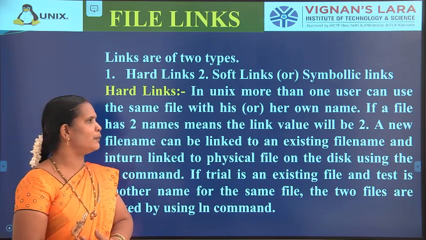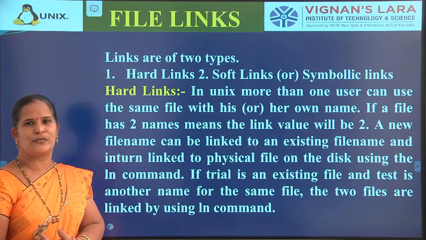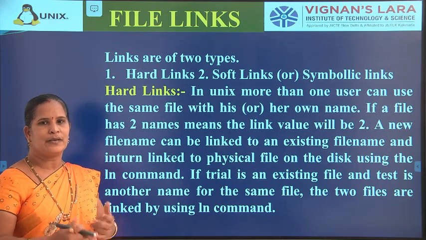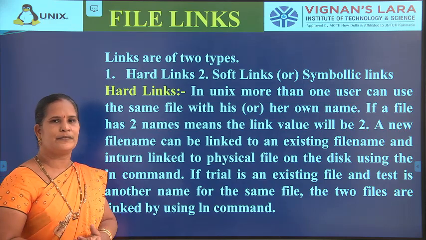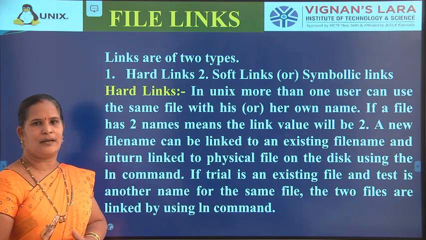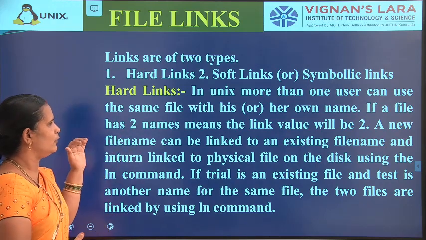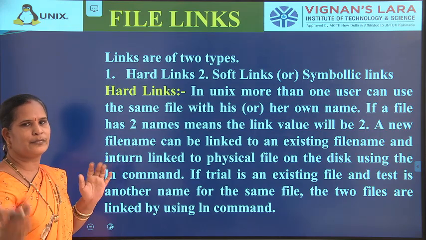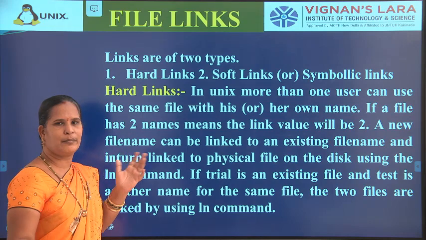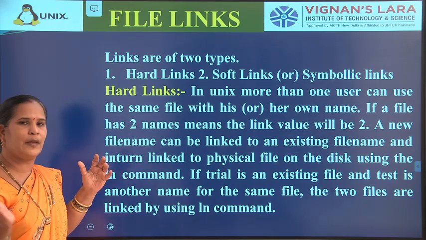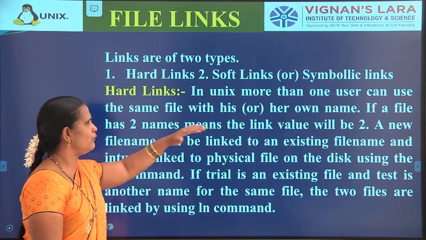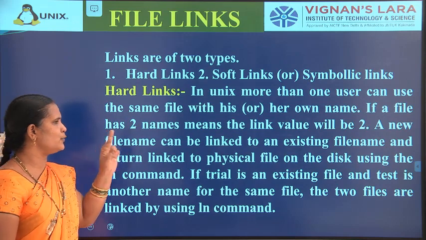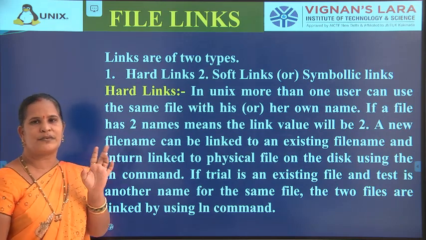Why are we giving multiple names to a single file? In order to provide security, because different persons will work on the same file. It is difficult otherwise. That's why we are giving multiple names to a single file. The content is the same, the file names are different. Therefore, multiple persons can work on the same file with their own name. So in Unix, more than one user can use the same file with his or her own name. If a file has two names, the link information will be 2.